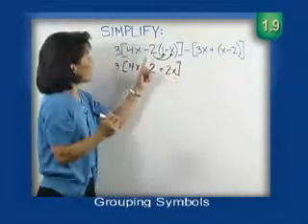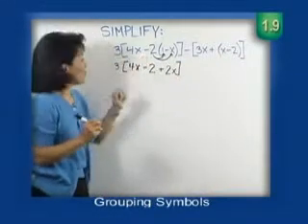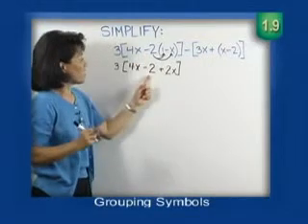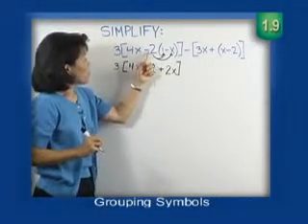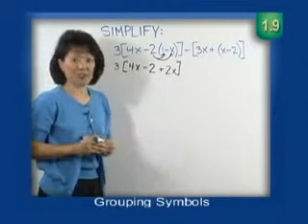Now, be very careful with your signs. Let's check to make sure we didn't make a mistake. Negative times a positive gives us that negative 2. A negative 2 times a negative x gives us a positive 2x.